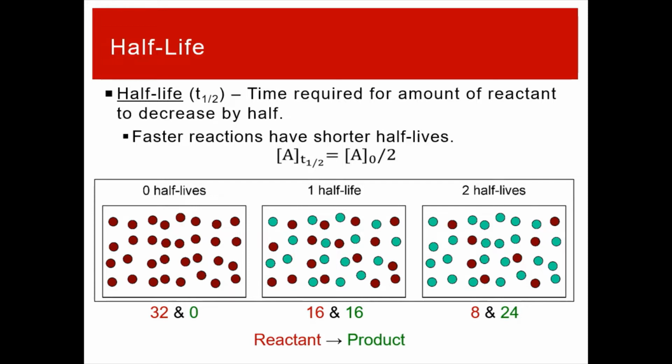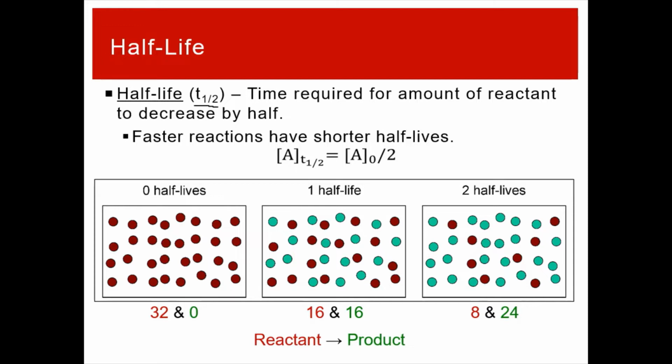Our symbol for half-life is T 1/2, so T with a little subscript 1/2. Half-life is an amount of time that lets us use shorthand to describe the speed of a reaction. Something with a really short half-life is very fast. A reaction with a short half-life is very fast. So this is a number that we can use.